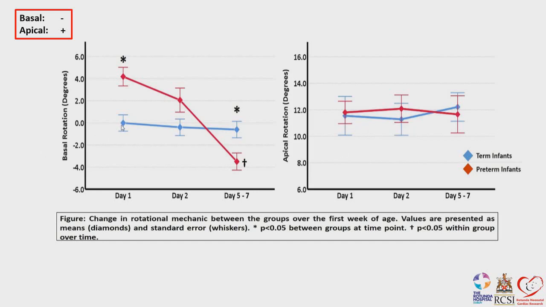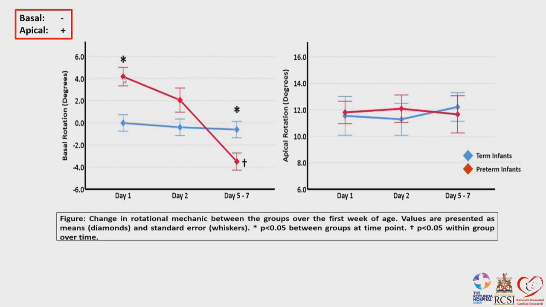And just to remind you that the base is at the mitral valve, the apex is at the bottom of the heart, the base is moving in a clockwise direction, denoted as a negative deflection, the apex is moving in an anti-clockwise direction, denoted as a positive deflection. So there's no difference in the rotational mechanics of the term babies.